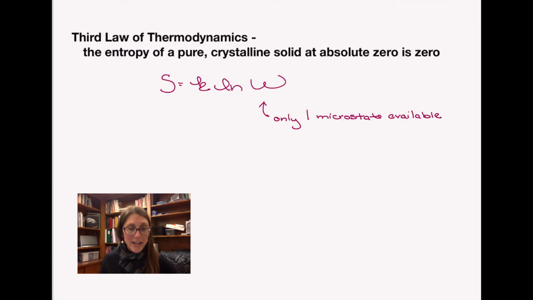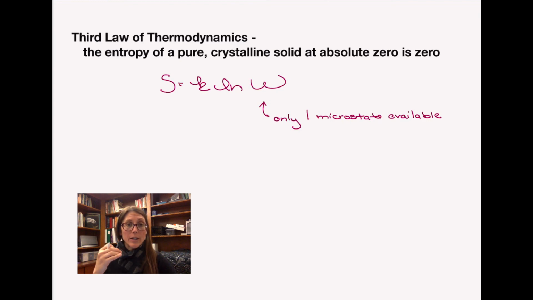And so in a pure crystalline substance, every particle is identical. They are going to be located exactly in the crystal lattice locations, so the location of every particle is set. And if you get to absolute zero, the particles stop moving. There's no vibration, there's no motion. That takes all of that out. So in a pure crystalline substance at absolute zero, there is only 1 microstate.